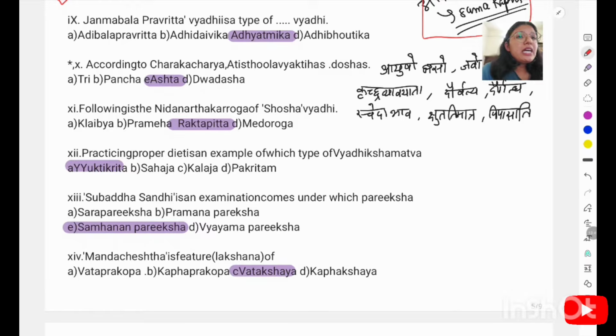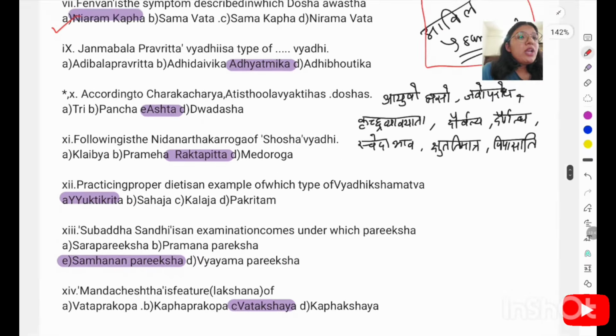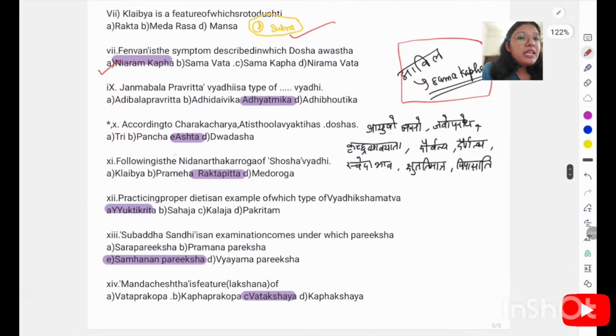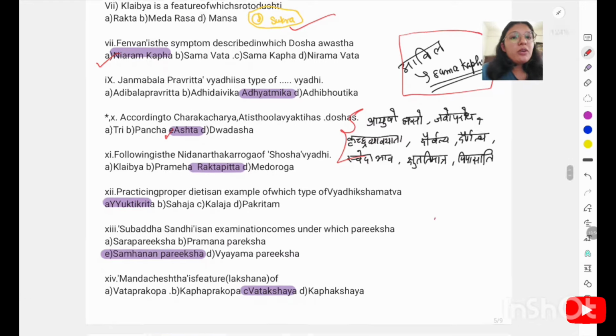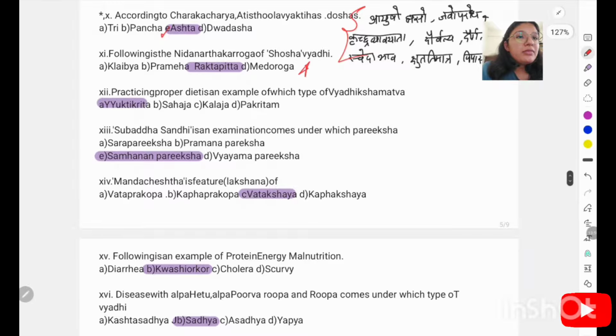According to Charaka Acharya, Ati Sthula has basically Ashta Dosha, and I have enumerated them here: Ayusho Hrasa, Java Uparodha, Krichra Vyavaya, Daurbalya, Daurgandhya, Sveda Bhava, Kshut Ati Matra, Pipasa Atiyoga. And like Nidana Arthakara, we have already done this topic.